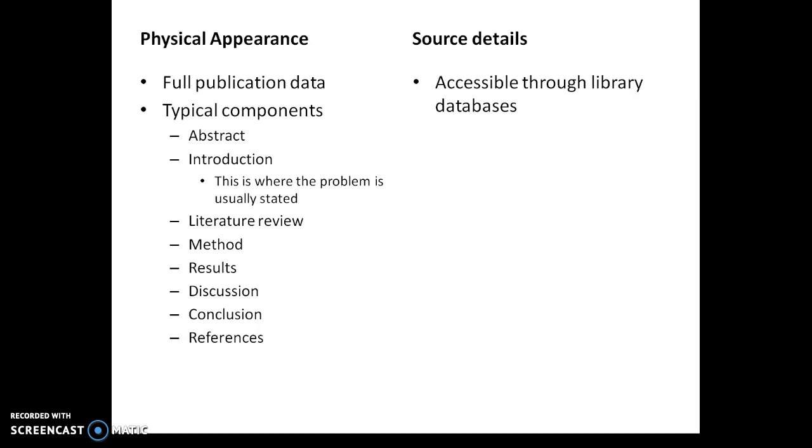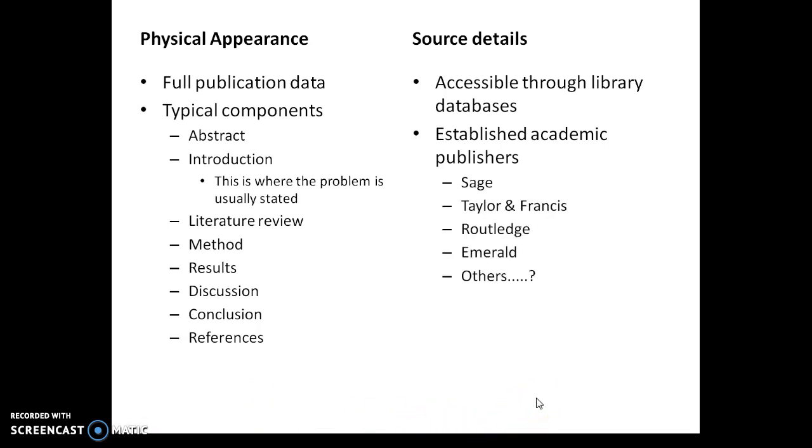Source details are accessible through library databases. Look at the databases that I've mentioned. If your library is paying these publishers for these databases, we can generally consider them to be very, very high quality. Established academic publishers, and again, I'm only really speaking in the field of business and management in this area. Publishers like Sage, Taylor Francis, Routledge, Emerald, and of course there are lots of others.